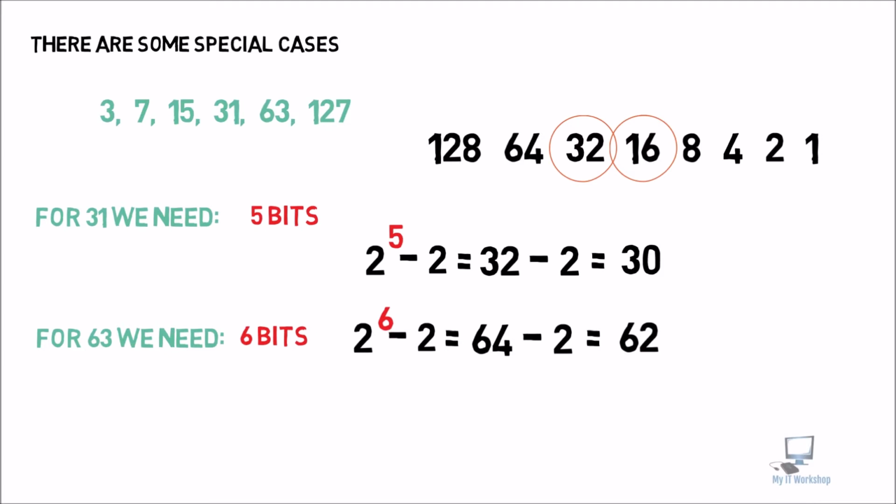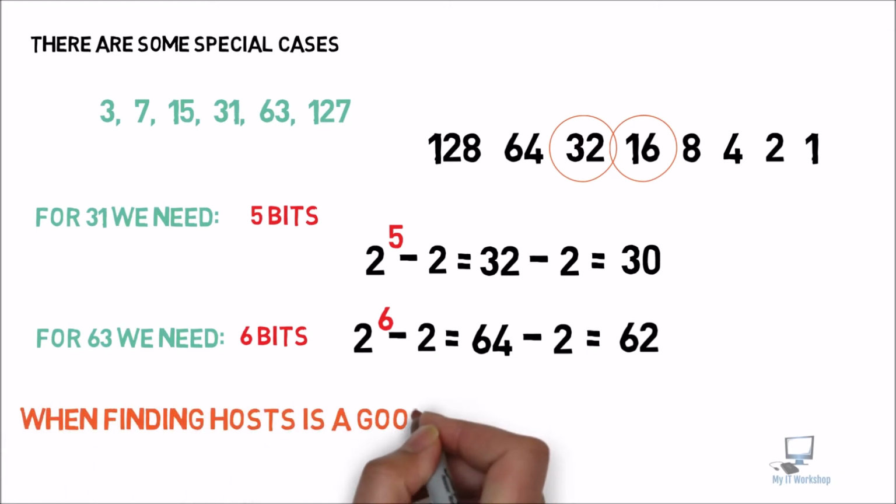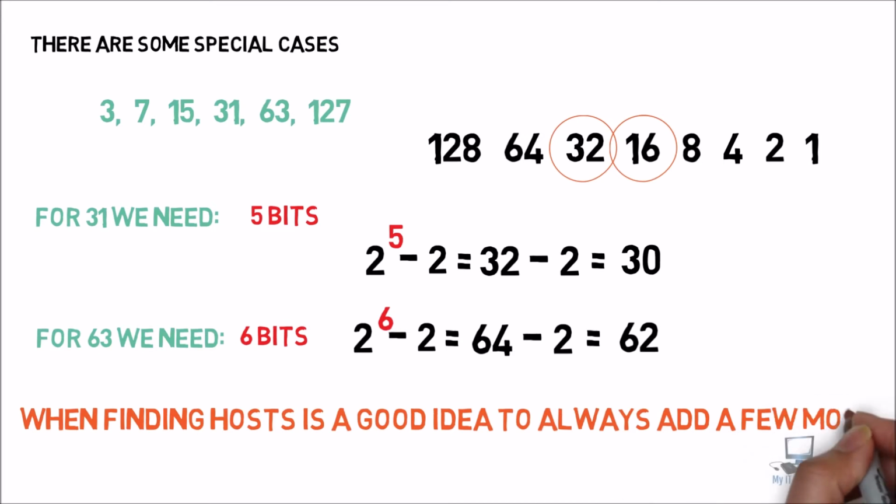And the problem is that since we subtract 2 numbers, the network ID and the broadcast IP address, we lose 2 numbers. So the rule here that I want you to take is that every time you're allocating hosts, always add a few numbers to the original number. Let's say you need 20 hosts. Why not 22 or 25?